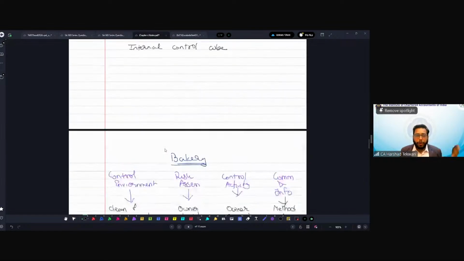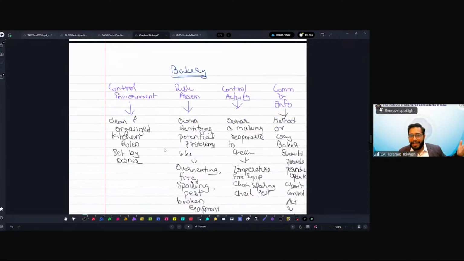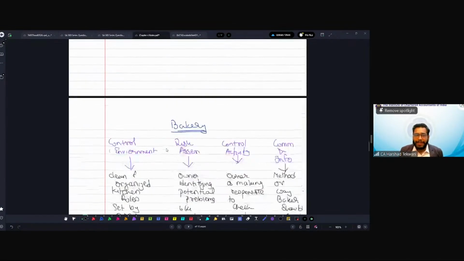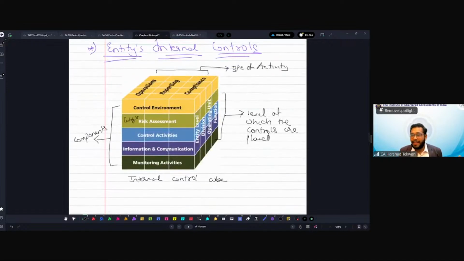This is how the control environment works. So if you understand all these 5 components, you will understand the control. You will understand the internal control. Any doubt with the internal control components and how to understand the internal controls? Any doubt?